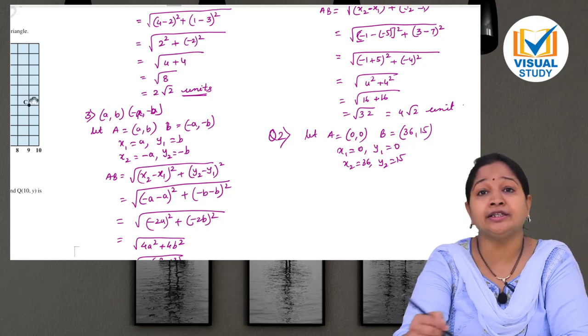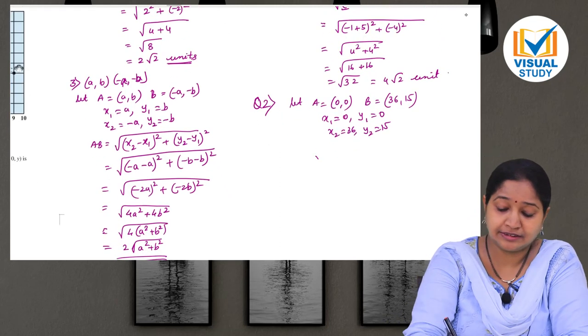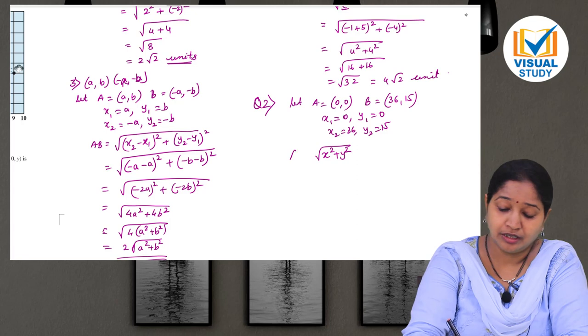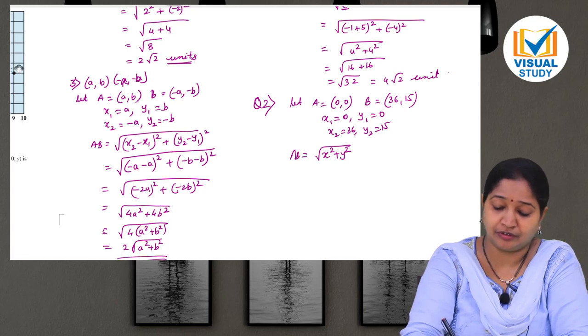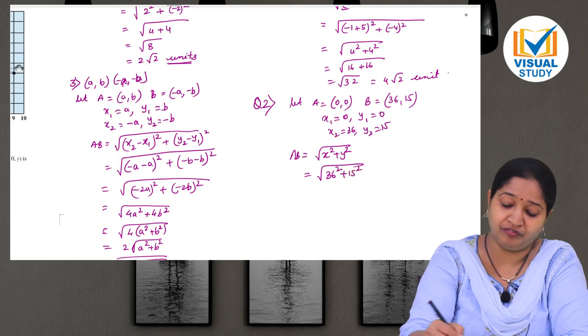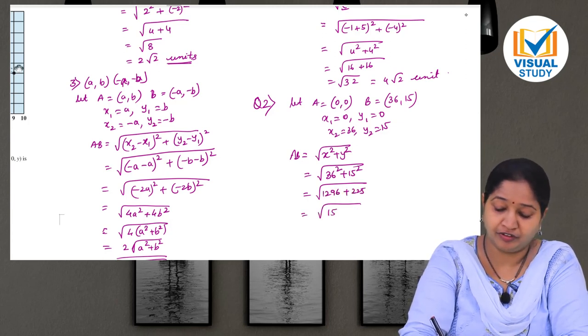Otherwise, you can use the origin formula also. That is directly x square plus y square, because the other point is (0, 0). So I'll do it directly in this way only. That is 36 square plus 15 square. What is 36 square plus 15 square? That is 1296 plus 225. You get 1521, and that is 39 kilometers.